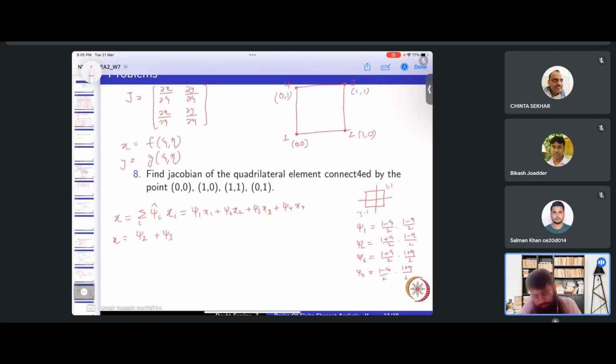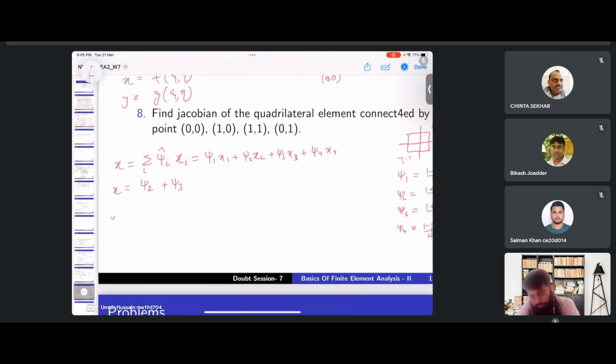So you get the idea. You can just substitute the value of psi 2 and psi 3 and get x as a function of eta and zeta. Similarly for y, it's the summation of psi i times y i. So y equals psi 1 y1 plus psi 2 y2 plus psi 3 y3 plus psi 4 y4.